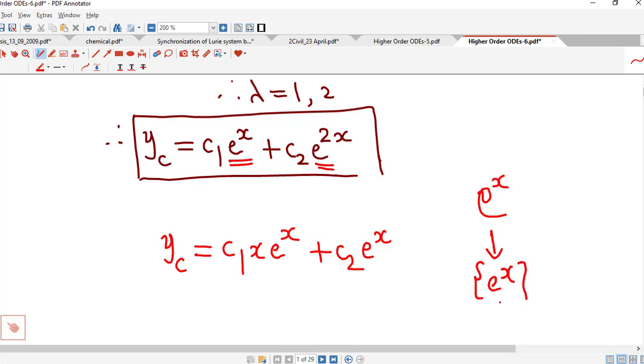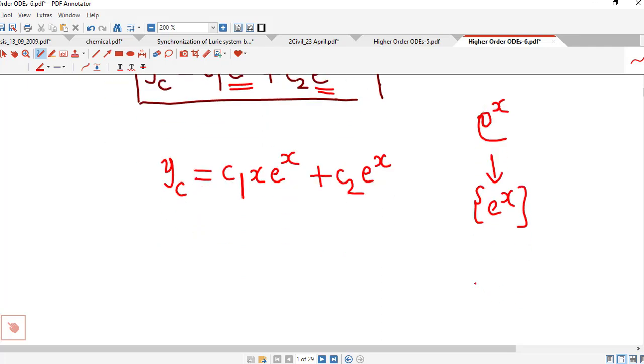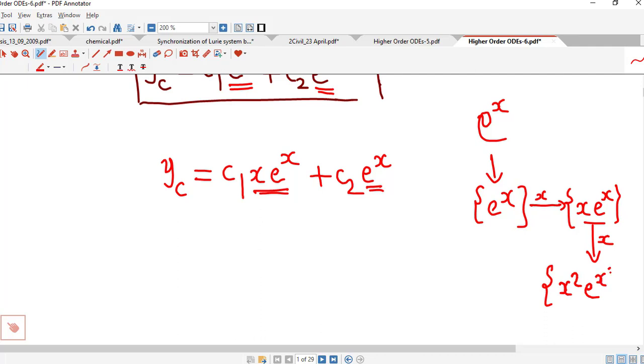So the family of derivatives contains e raised to x. Now e raised to x is present in the complementary function, so we modify by multiplying by x. So we have x into e raised to x. Now again we check, x into e raised to x is present in the complementary function, so this is also not the correct family. So we again multiply this family by x and we obtain x square e raised to x.